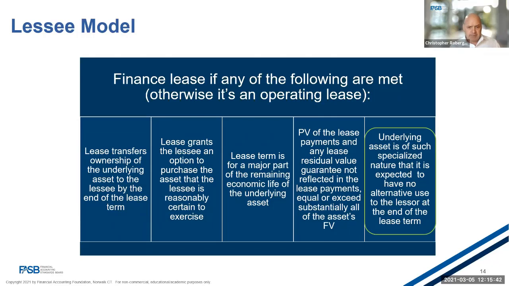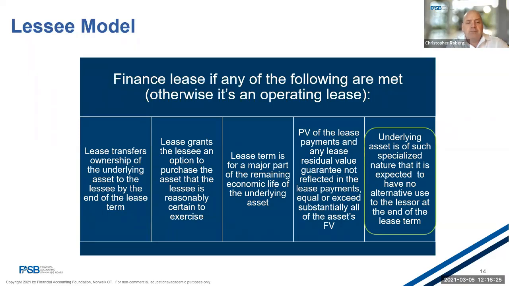with lease classification. So we still have the 4 of the legacy classification requirements to determine whether a lease is a finance lease or an operating lease. There is a new requirement which is circled, but the requirements are: 1, the lease transfers ownership of the underlying asset to the lessee by the end of the lease term. 2, the lease grants the lessee an option to purchase the asset that the lessee is reasonably certain to exercise.